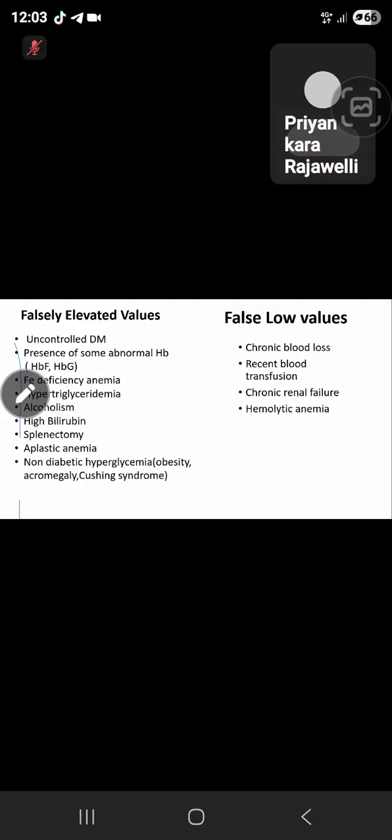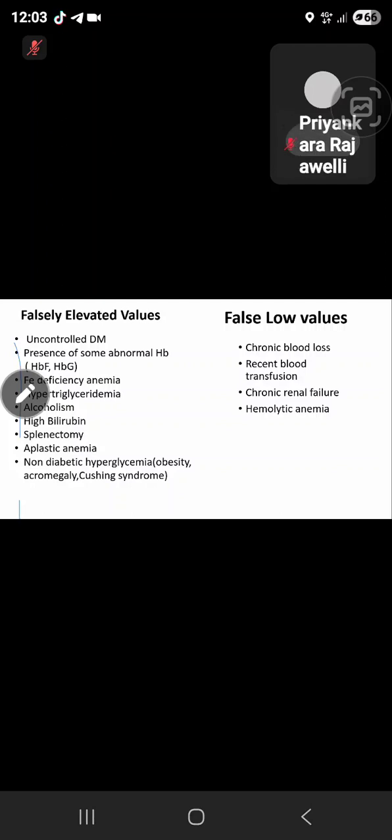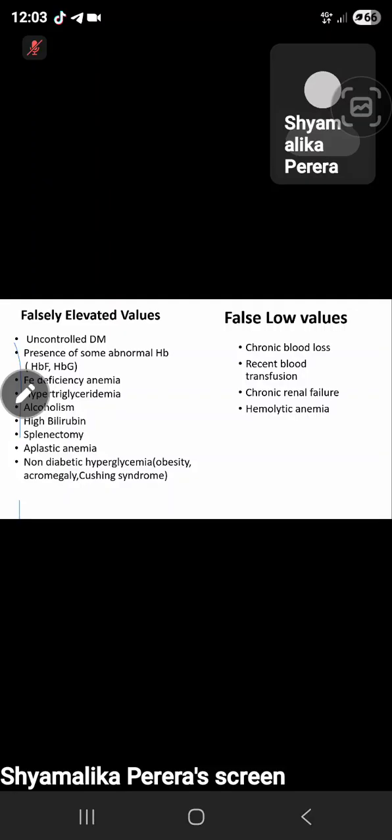And recent blood transfusion: in your blood, you have two populations of red cells, one from the donor and one from your own. So when you are collecting a blood sample for HbA1c, please consider the recent blood transfusion of that patient. And in chronic renal failure, most of the time the Hb is very low, because erythropoietin, which is produced from the kidney, is important to produce red cells. So in chronic renal failure patients there can be a low HbA1c value, and also in hemolytic anemia. The majority of red cells get lysed, so you don't have enough red cells to assess in your blood.